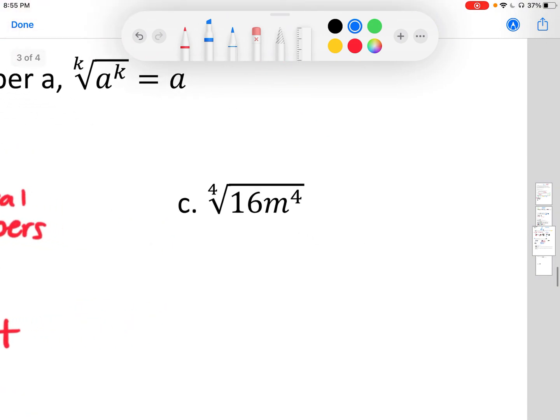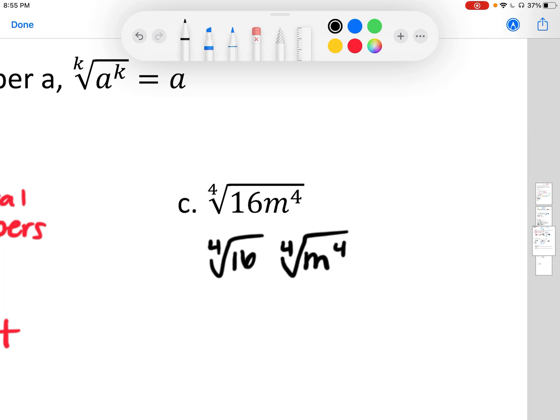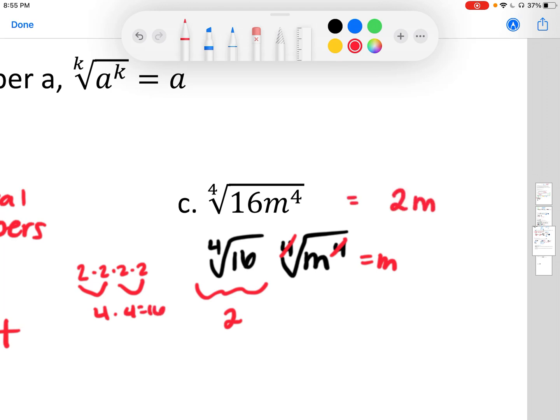Let's take a look at C. The fourth root of 16 m to the fourth power. Well, if we think of them separately, the fourth root of 16 and the fourth root of m to the 4, we see that the root and the power cancel, so we just get m. And for the 16, we get 2, because I know 2 times itself 4 times gives us 16 in return. So our answer would be 2m.